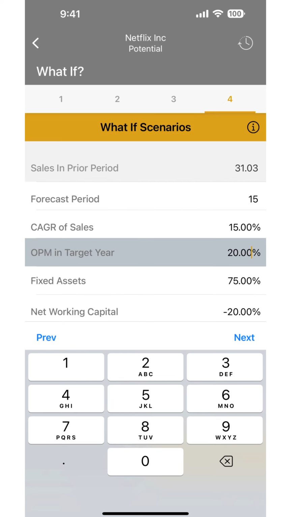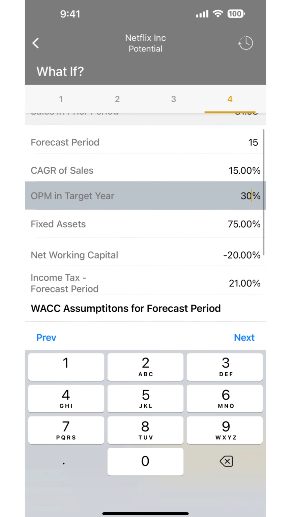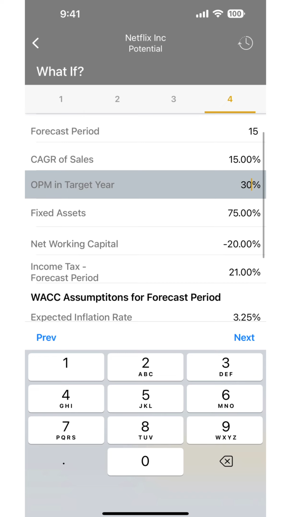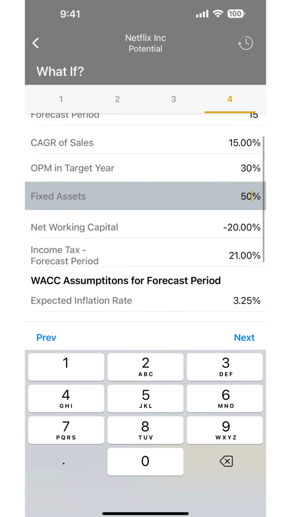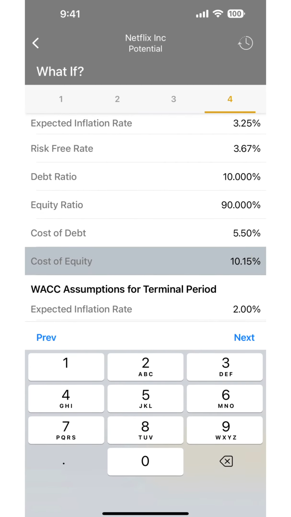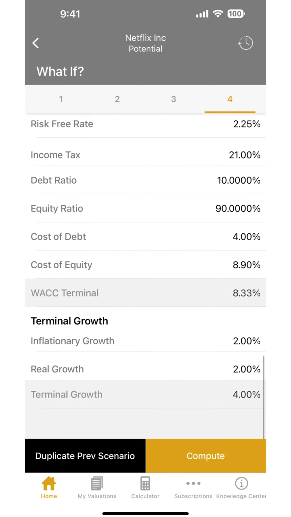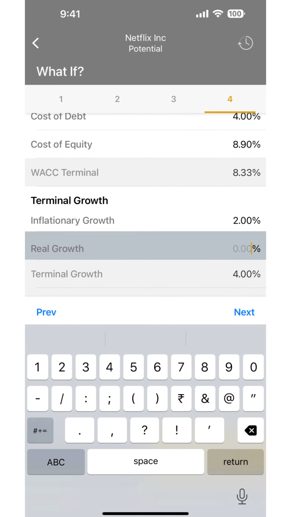Operating profit margin is increased from 20% to 30%, as we expect the depreciation and amortization, which is now 42% of sales, to come down in the very long term. Incremental fixed asset investment rate is reduced from 75% to 50%. Cost of equity is increased from 10.15% to 11.32% by increasing the beta from 1 to 1.18. Finally, we reduce the terminal real growth from 2% to 1.5%.